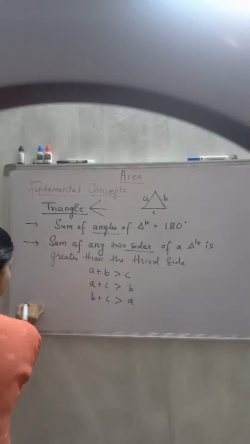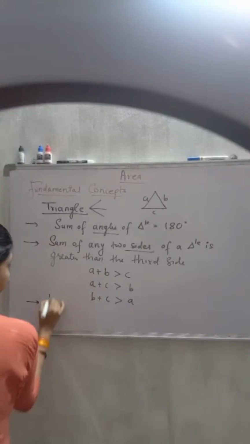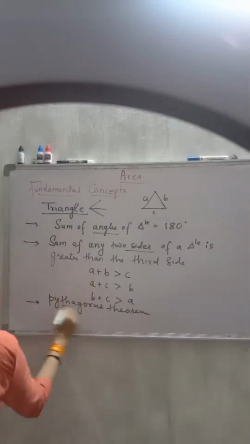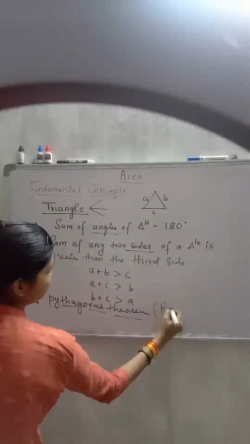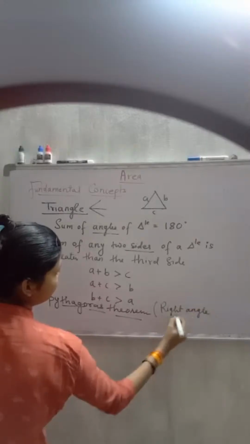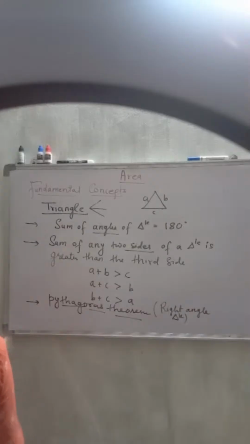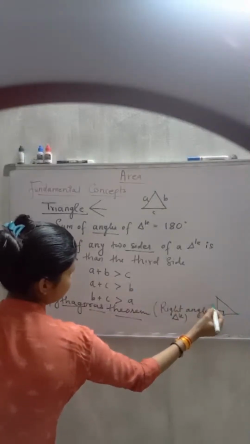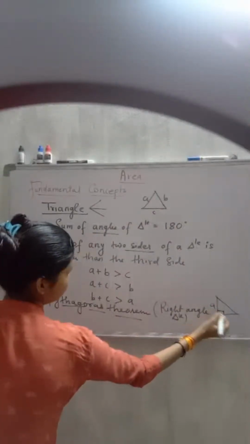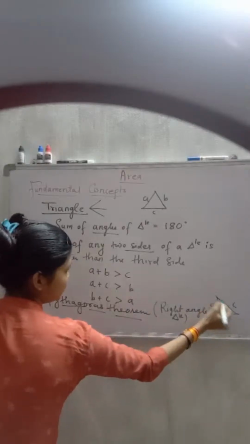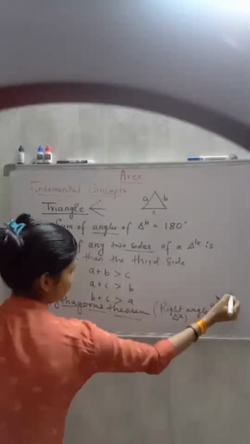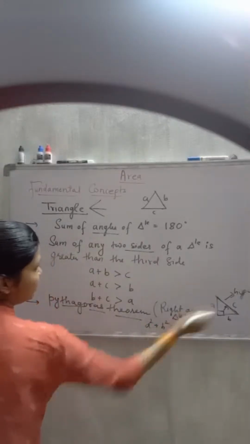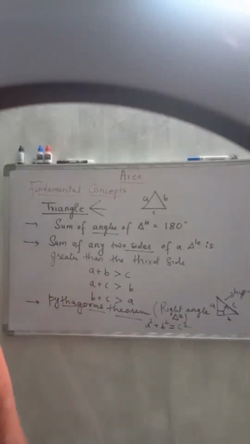Now we have studied Pythagoras theorem. Pythagoras theorem, it is related to right angle triangle. And what does it state? It states that the sum of squares of two sides is equal to the square of hypotenuse. So the side which is in front of right angle is hypotenuse, and the sum of squares of these two sides equal to the hypotenuse square. This is Pythagoras theorem.